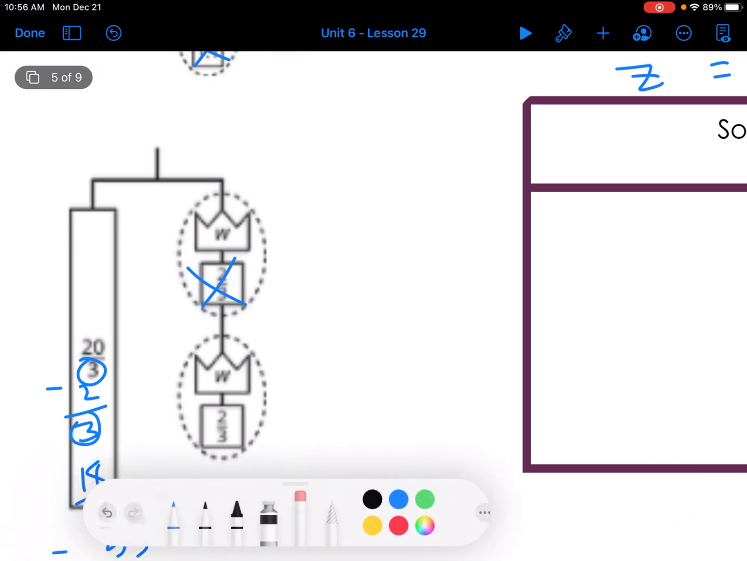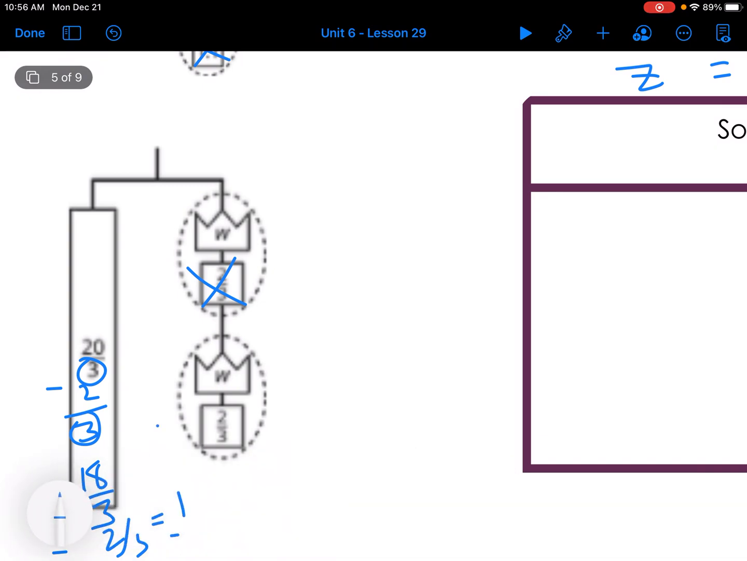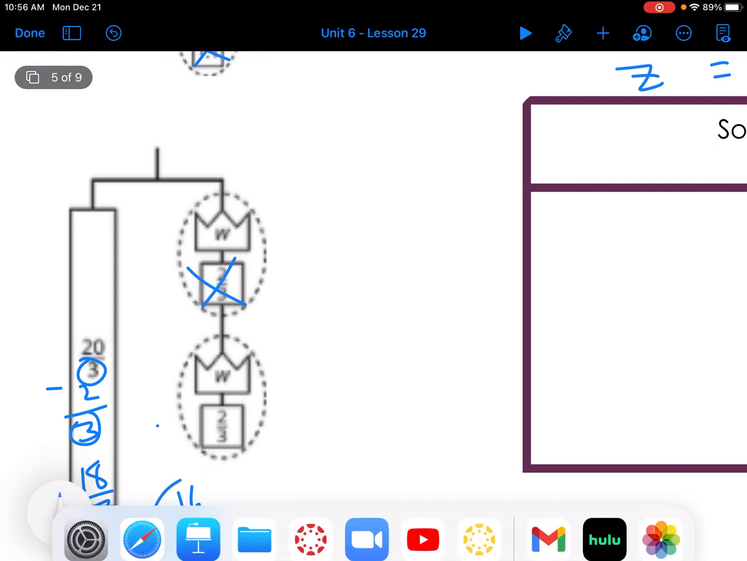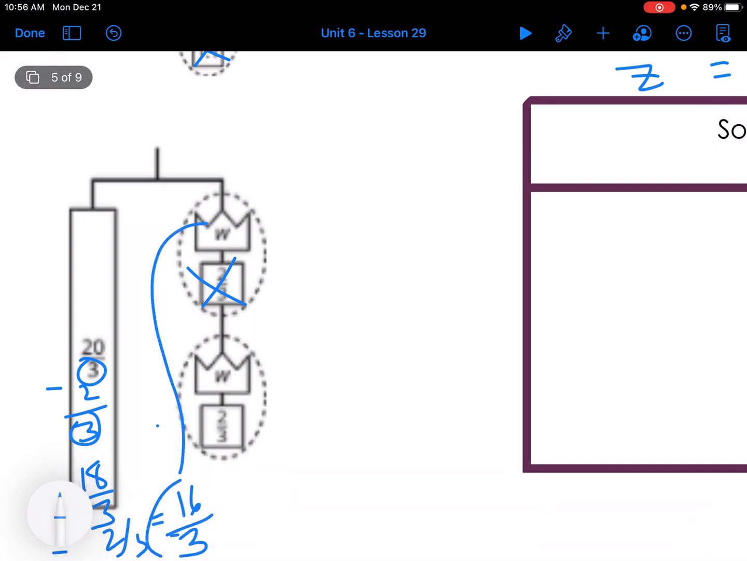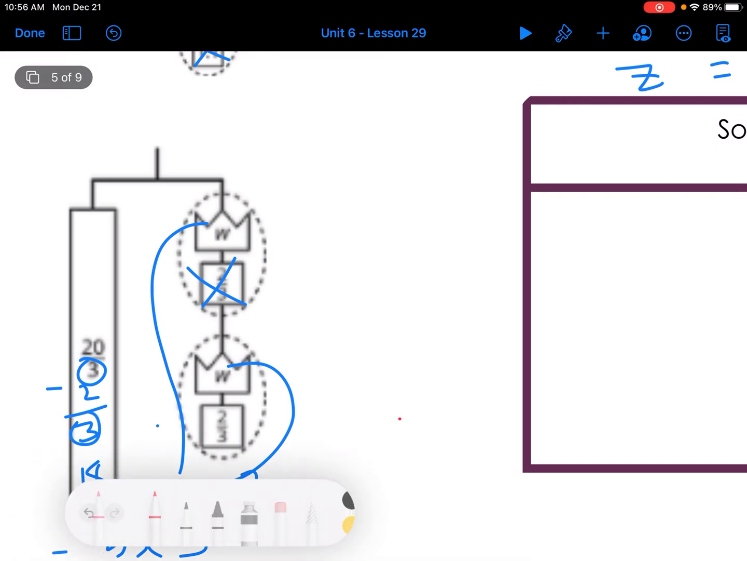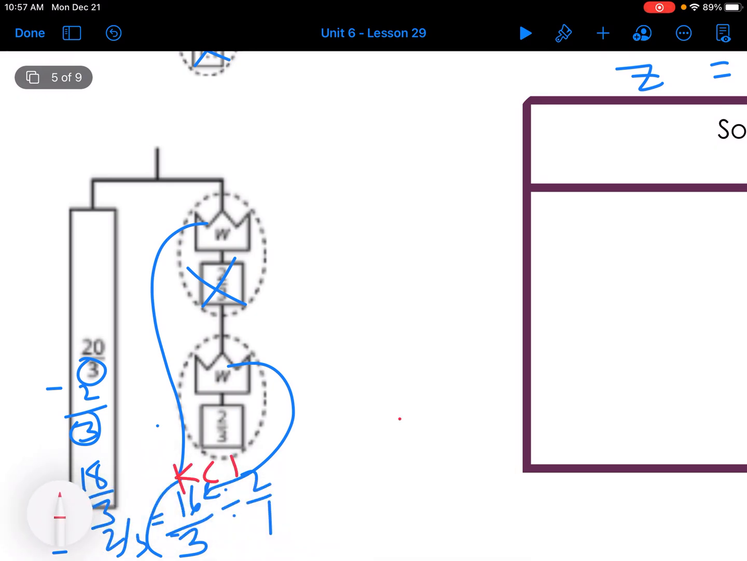So that leaves me with 16/3. And I have to split that into 2 equal groups. So I'm going to divide by 2 over 1. So that means I'm going to have to use keep, change, flip, because I'm dividing fractions. So 16 over 3 times 1 over 2.